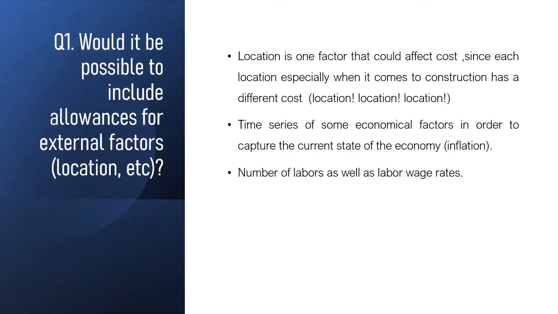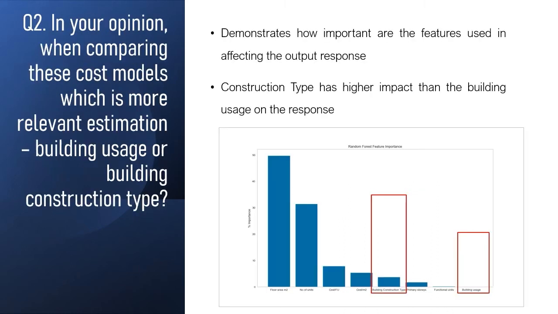Adding external factors will help us improve our model accuracy, especially since they can be easily implemented in our XGBoost model. Location, for example, is one of the major factors that could impact cost. Each construction site has its own cost, while time series of some economic factors will capture the inflation of the current year and years to predict. Finally, number of laborers and labor wage rates can be added to boost performance.